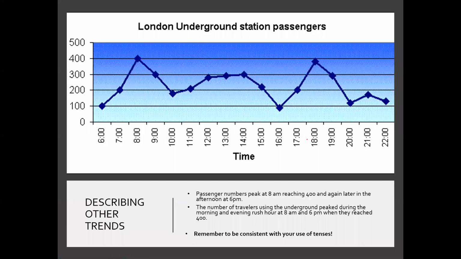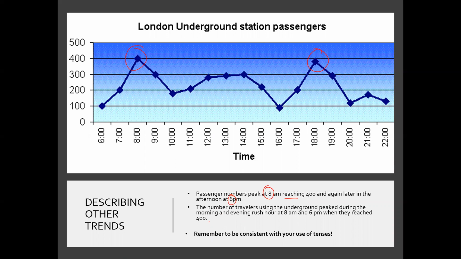Okay? The next one is describing other trends. Nah, kalau misalnya trends yang lain, gimana menjelaskannya? So, you can say, for example, passenger numbers peak at 8 a.m., reaching 400, and again later in the afternoon at 6 p.m. Jadi kalian bisa membandingkan, misalkan tren kenaikannya ada 2 titik puncak. Saya ingin mendeskripsikan dua titik tinggi itu dalam satu kalimat, boleh. So passengers peak at 8 a.m. and then you can compare with the next one, that is 6 p.m.